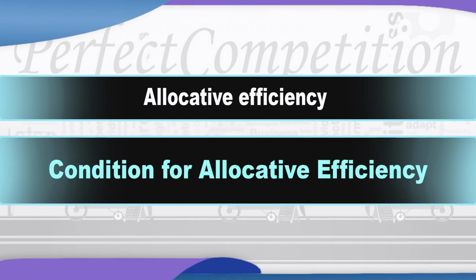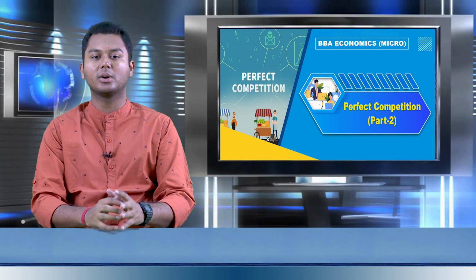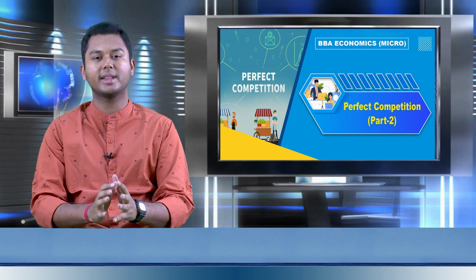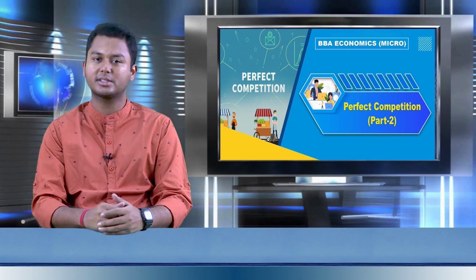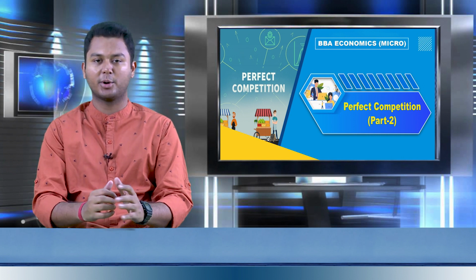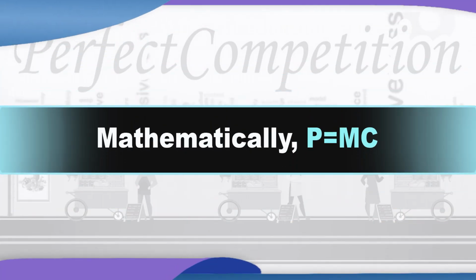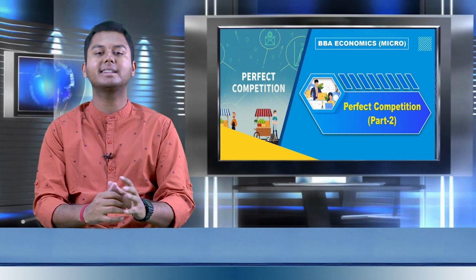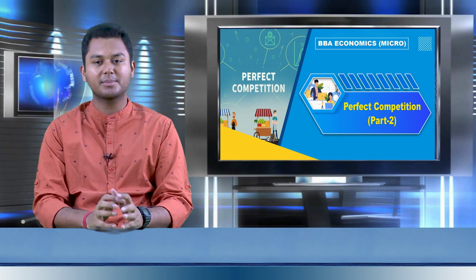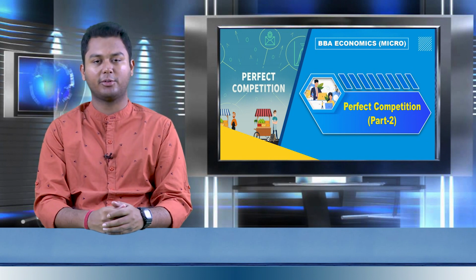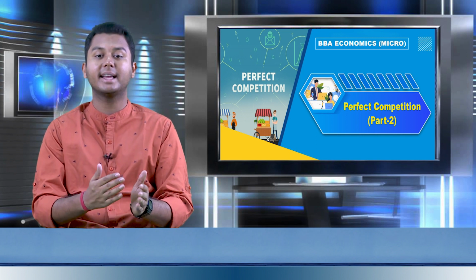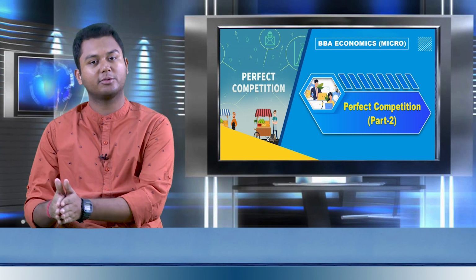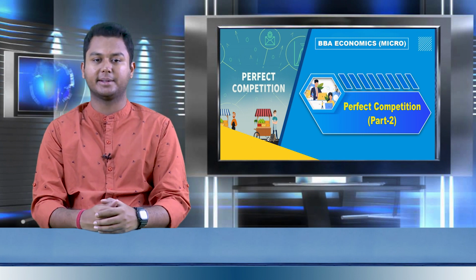Let us look at the condition for allocative efficiency. Allocative efficiency is achieved when the price of a good, denoted by P, equals the marginal cost, denoted by MC, of producing it. Mathematically, we can write P = MC, that is price equals marginal cost. At this point, the value consumers place on the last unit of a good produced, indicated by the price they are willing to pay, is exactly equal to the cost of the resources used to produce it.